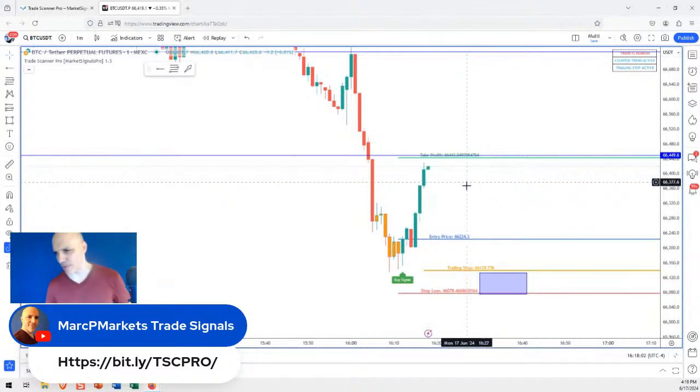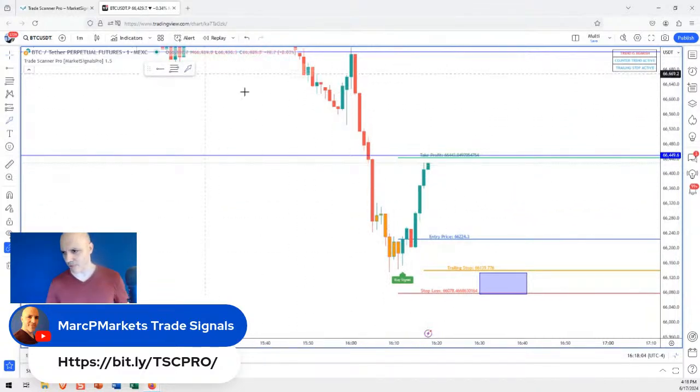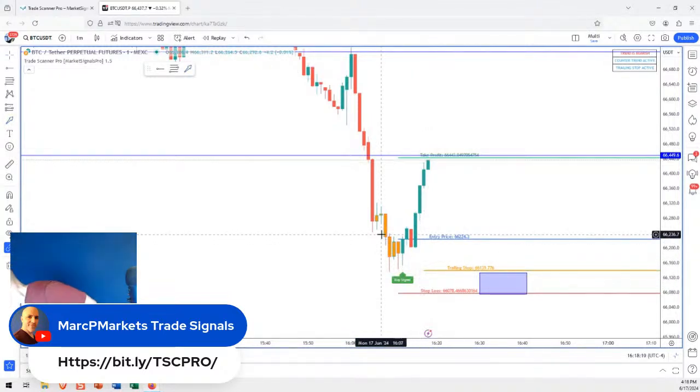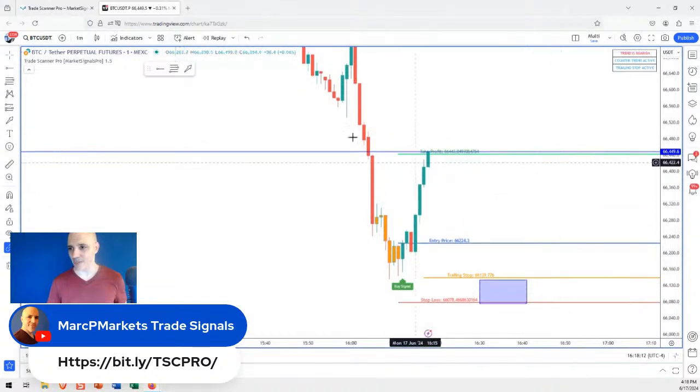So let's see how this thing closes here. Let's just do a couple of closes. Let's see how the trailing stop moves, because so far, it's reduced your risk by a little bit. A couple more minutes. Look, it went straight to the take profit.